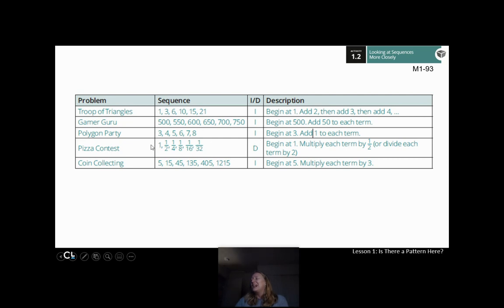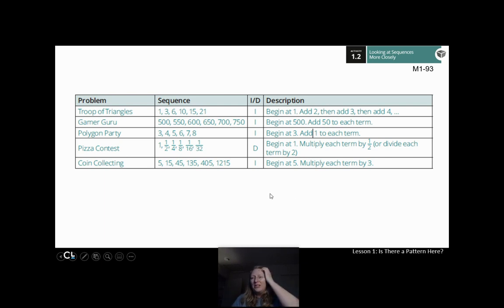For our pizza contest, it was actually decreasing, right? I went from a whole pizza to only half a pizza, to a fourth of a pizza, to an eighth of a pizza. We began at 1, but then we multiplied each term by 1/2. Or you could have thought of it as dividing by 2. We're cutting it in half, right? So there's our pattern there. Here's our sequence for coin collecting. It was definitely increasing. Good job, Uncle. Begin at 5, and we multiplied each term by 3.